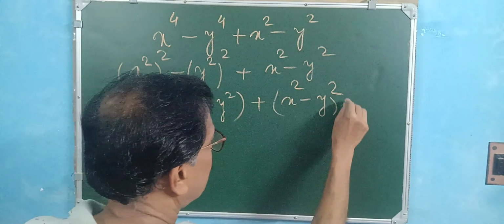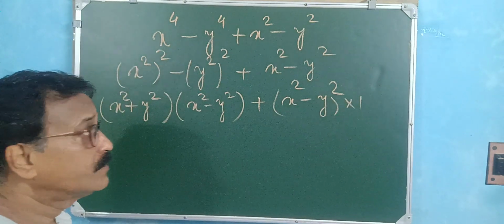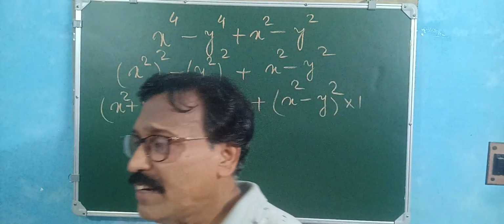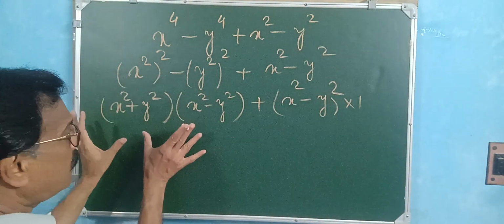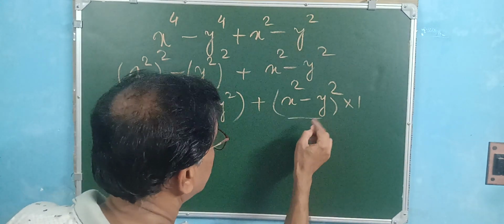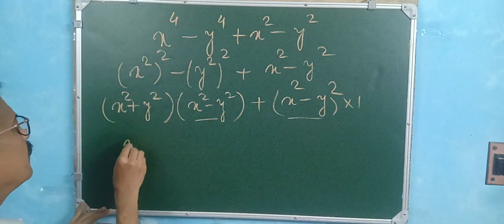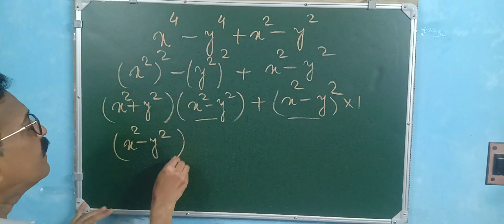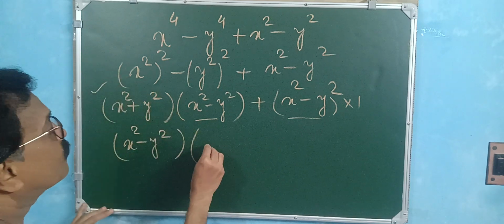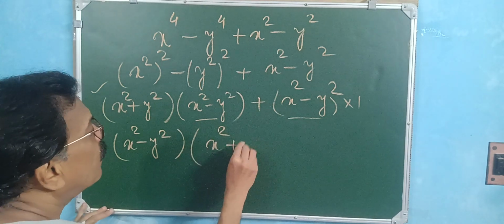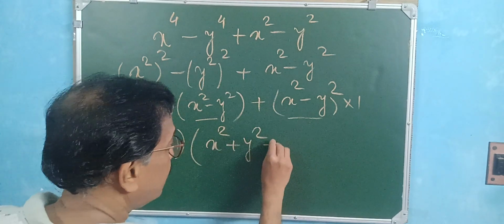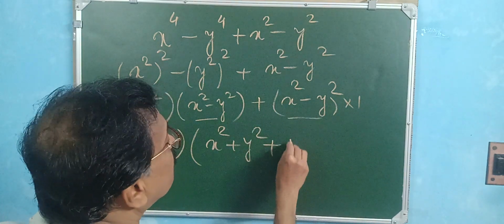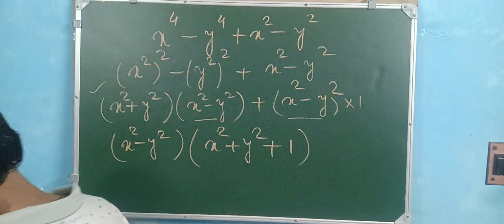You just use the bracket. One is there, no problem. Now there are two terms. Which one is common here? Very interesting. These are one term, and this is the second term. This x square minus y square is common. So you write x square minus y square. What is left? Here x square plus y square is left. And in the second term, it is totally common, that means one is left here.